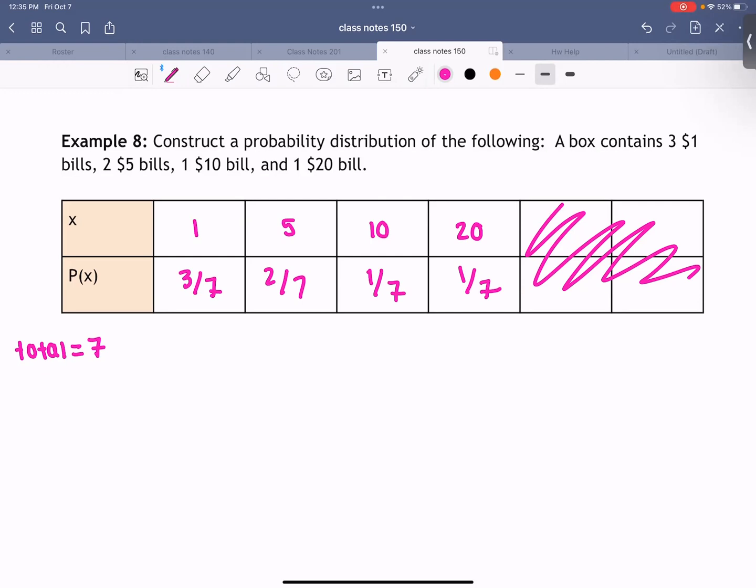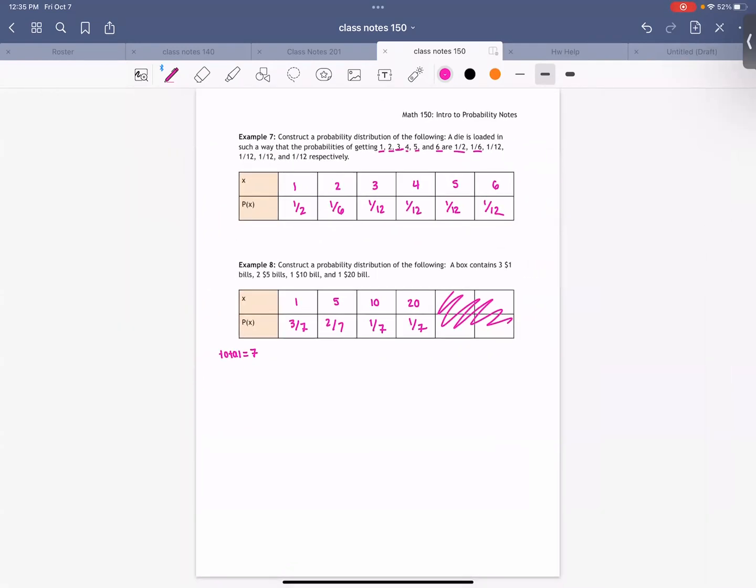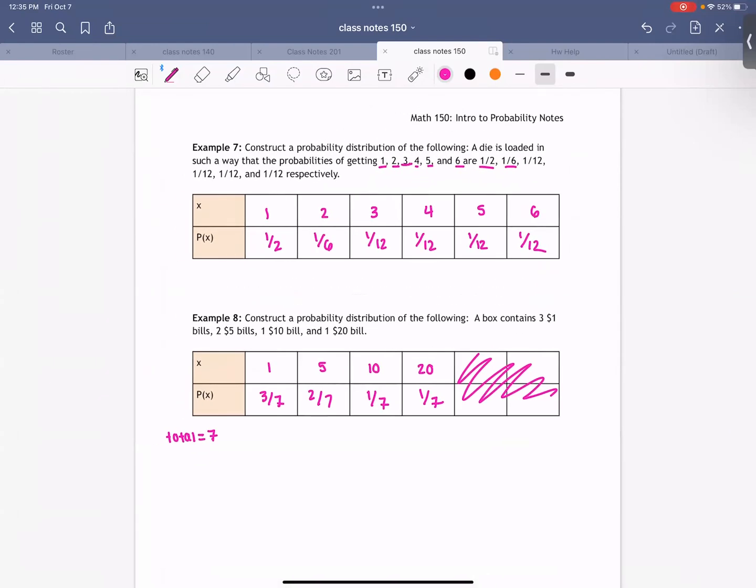All right. Any questions on probability distribution? A new type of topic, but I think it's not too bad. We'll get a little bit harder as we move on with this. But for now, I think we have a quiz, right?